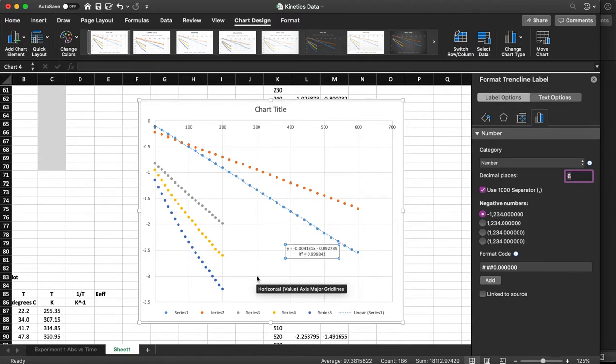So if you hit 6 and hit enter and it doesn't change, delete this box and then re-show the trend line information from your format trend line options, and it should have the proper number of decimal places at that point. Again, it just varies in the versions of Excel. Some are a little more finicky than others, but most of the time when you update it here, hopefully it will automatically update your numbers here. And so now if I'm looking here, it's 0.00413. So my K effective for experiment 1 is going to be 4.13 times 10 to the minus 3. That would be the number that I'm putting in.